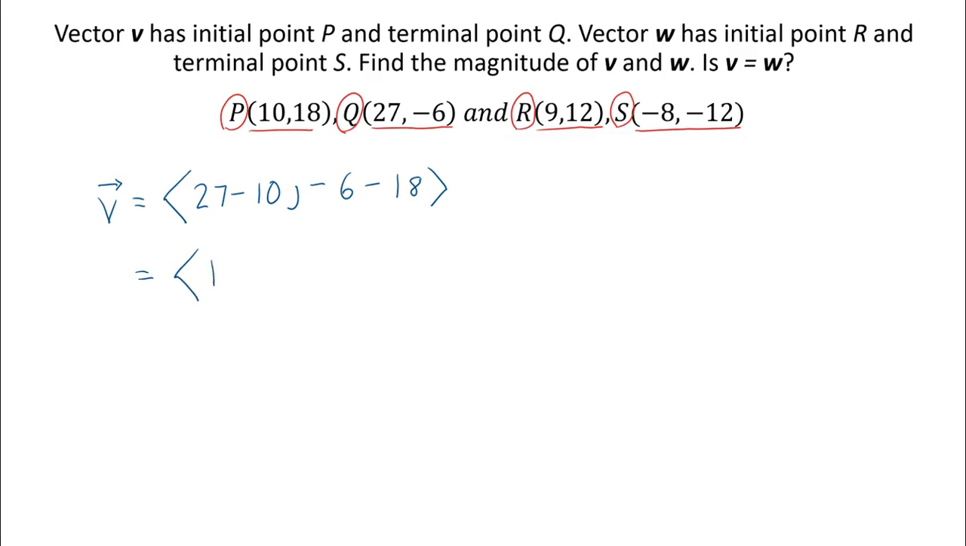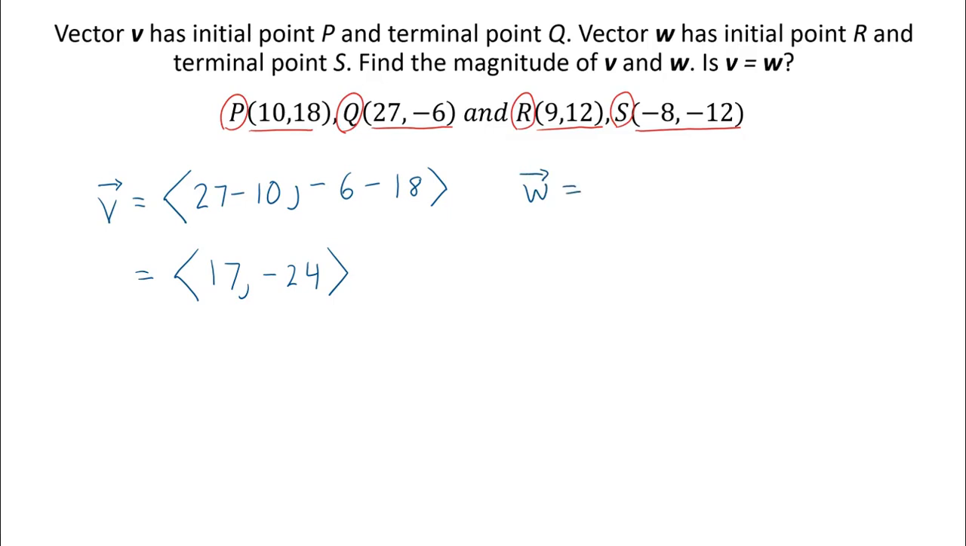And that gives us 27 minus 10 is 17. Negative 6 minus 18 is minus 24. So in component form, vector v is 17, negative 24. And let's do the same thing for vector w.